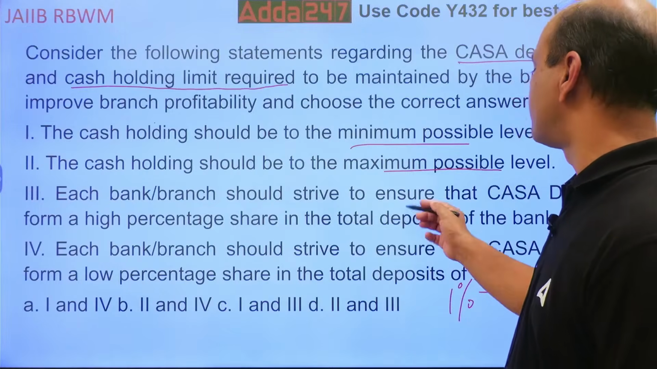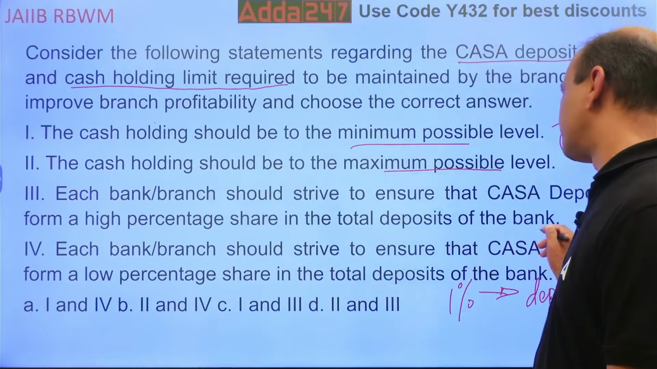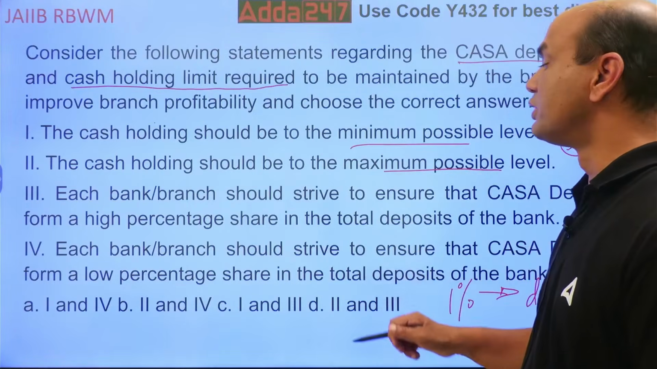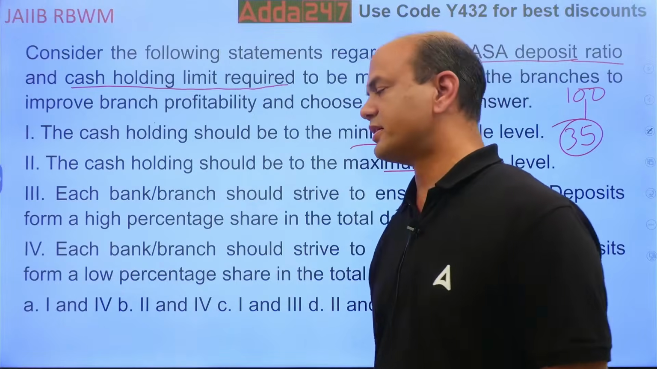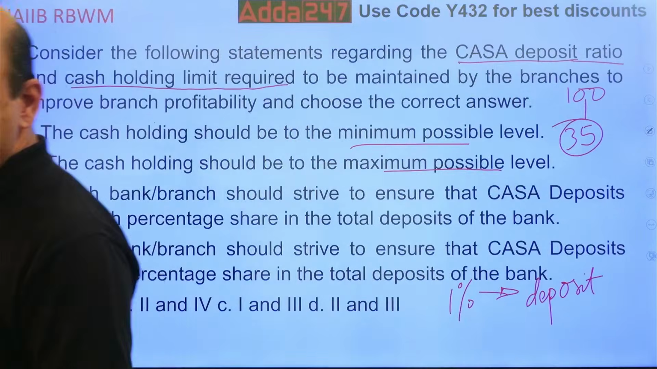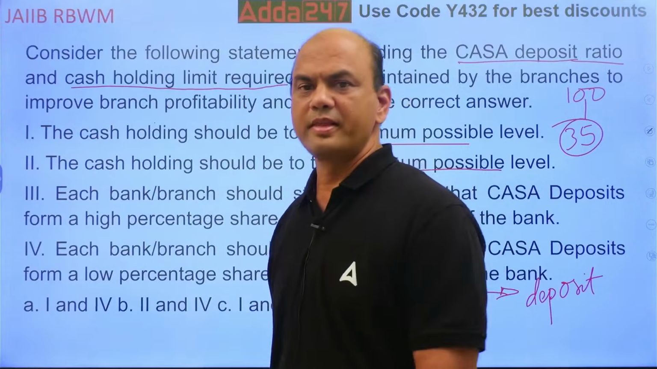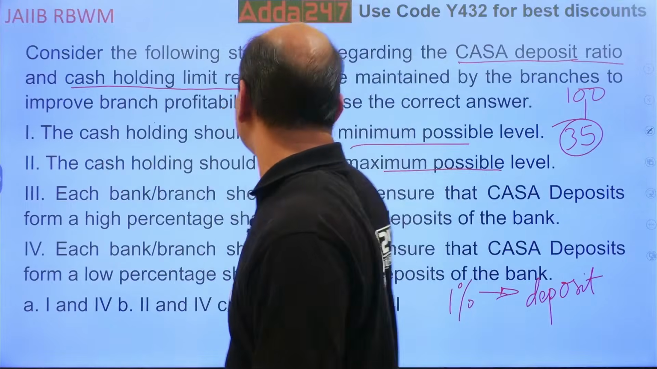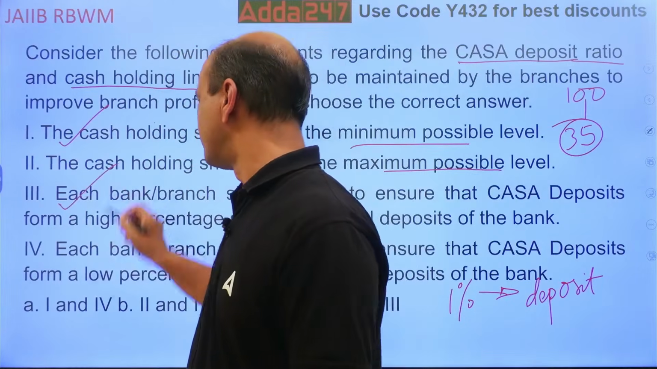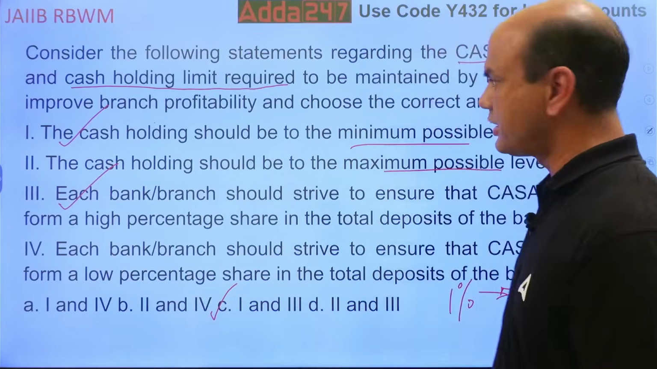Each bank branch should strive to ensure that Kasa deposits form a high percentage share in the total deposits of the bank. Each bank branch should strive to ensure that Kasa deposit should have a low percentage in the total deposits of the bank. So now, very simple answer. Think over it. Just now I gave you the idea. Very, very simple answer. The answer is yes. Just now we saw this. Minimum 1 is true and 3 is true. So 1 and 3. C is the answer. Okay, C is the answer. Got it?